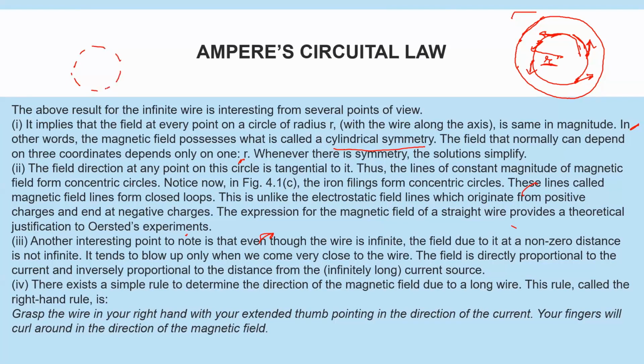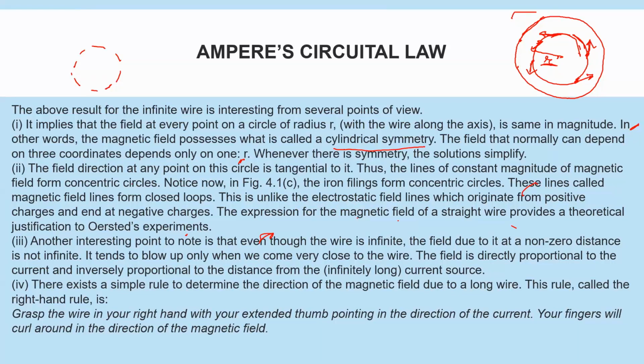Okay, this is the explanation of how we get the concentric circles, which is not like the electrostatic field lines, which originate from positive charges and end at negative charges. So the direction of the magnetic field, its relation to the positions, is different from how it is seen in the electrostatic field.